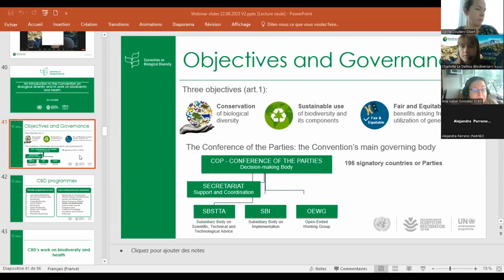Sometimes parties may wish to create working groups to discuss issues they consider a priority in their negotiation process. These working groups are more temporary, and they serve very specific purposes. Several working groups have been created across the CBD timeline, but currently we have the ad hoc working group on Article 8(j), which concerns indigenous groups. And during COP14, which was the COP previous to the last one, parties established a dedicated working group to carry out work and preparation for what is known as the Kunming-Montreal Global Biodiversity Framework. This is called the open-ended working group.